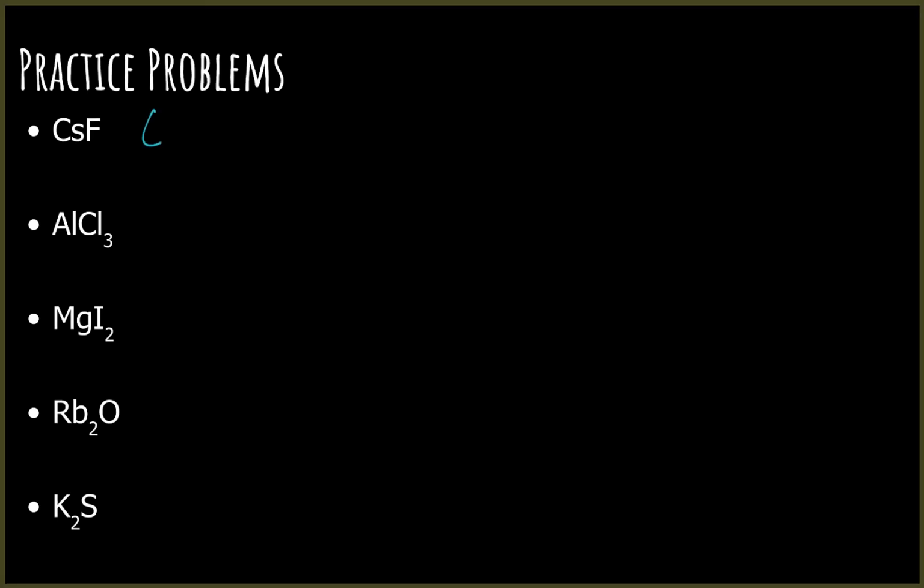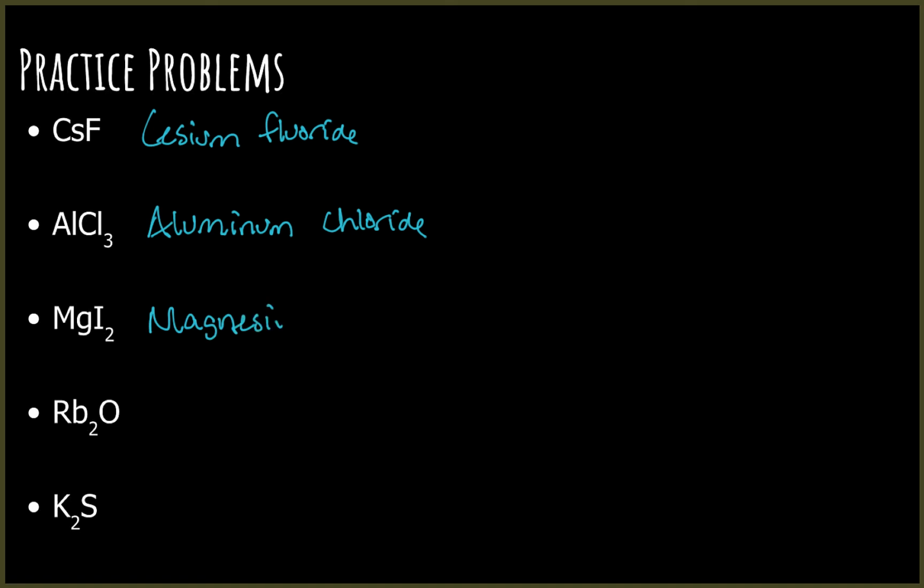Okay, my first one, cesium fluoride. Next one, AlCl3, aluminum chloride. MgI2, magnesium iodide. And notice those little subscripts don't have any effect on the name of these particular elements. It doesn't matter if they're subscripts, it's still just the name of the first element, -ide on the second. Rb2O, rubidium oxide. Last one, K2S, potassium sulfide.